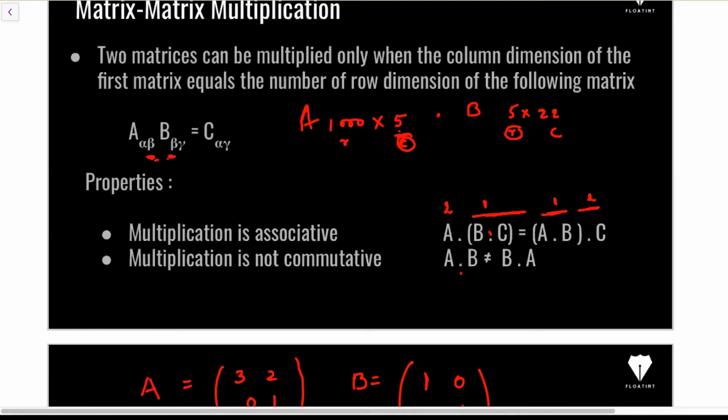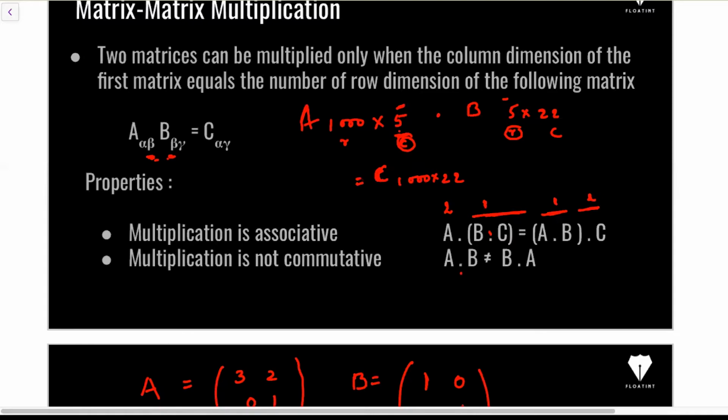Now, when you are multiplying, there will be some resultant, which I am representing as C. What is the shape of that C? I am multiplying a matrix with 1000 rows and 5 columns with another matrix that has 5 rows and 22 columns. So how many rows and columns will C have? The thumb rule is that the 5 and 5 are common, so just remove that. The resultant will be 1000 by 22.